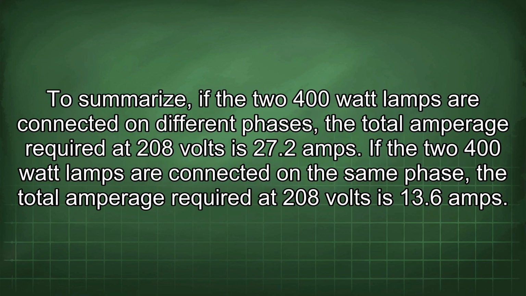To summarize, if the 2 400 watt lamps are connected on different phases, the total amperage required at 208 volts is 27.2 amps. If the 2 400 watt lamps are connected in the same phase, the total amperage required at 208 volts is 13.6 amps.